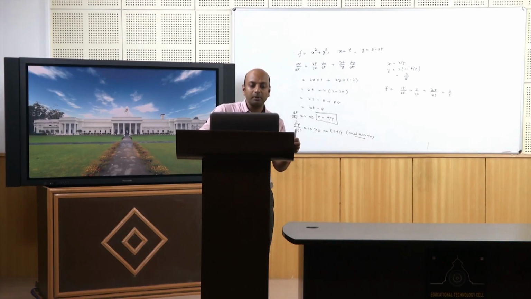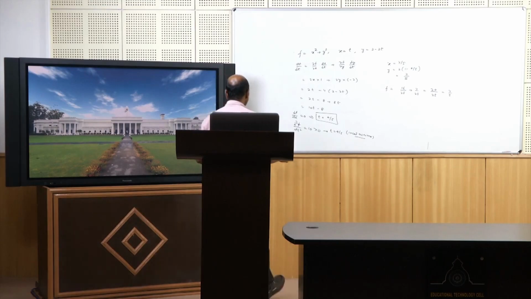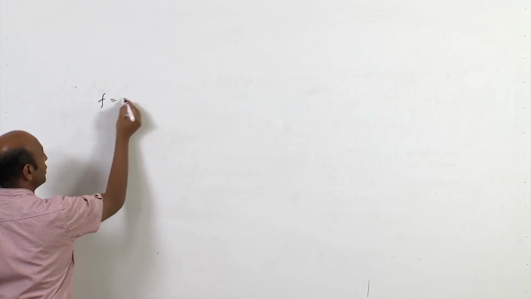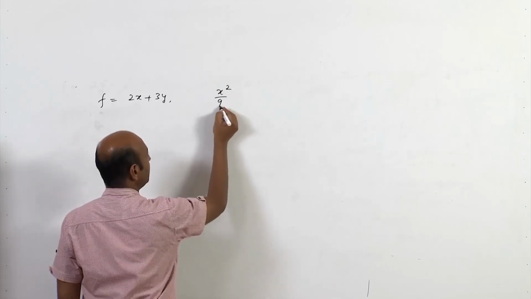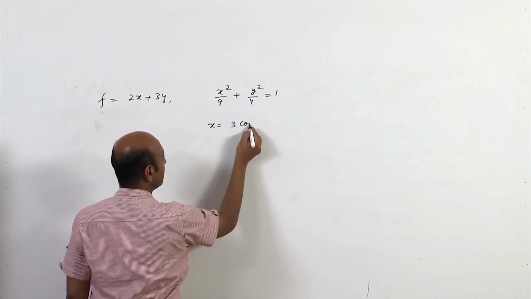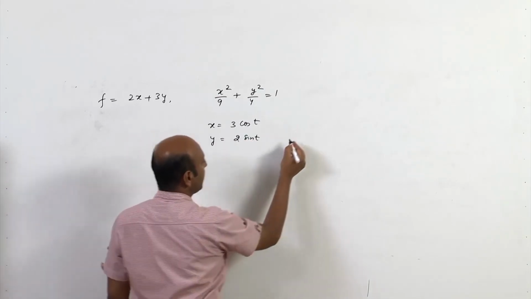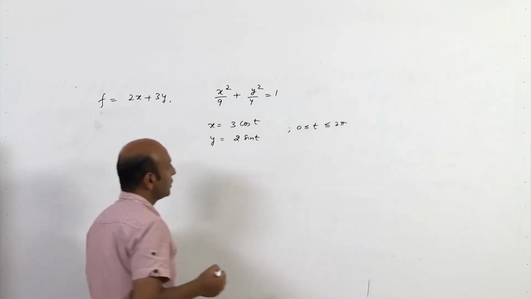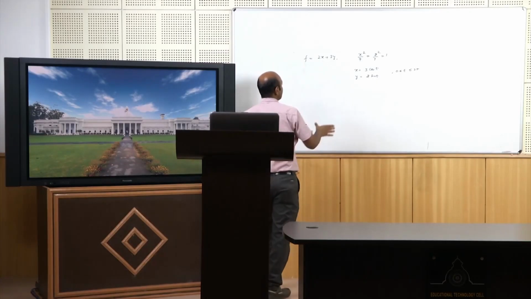Similarly, if you deal with this problem, the function is 2x plus 3y and the curve is given by this expression. So here you can easily find out the parametric representation of this curve. What is the function here? Function is 2x plus 3y and the curve is x square by 9 plus y square by 4 equals 1. So you can take x as 3 cos t and y as 2 sin t. Okay. And t is varying from 0 to 2 pi, so that the entire ellipse will be covered. Okay. So this is a parametric representation of this curve.